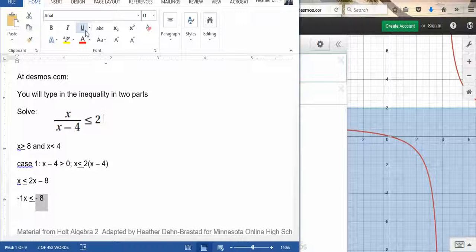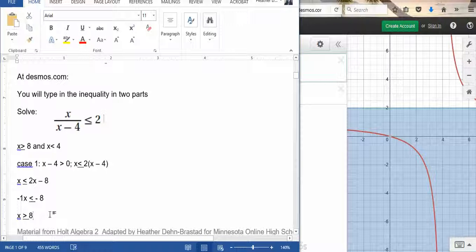Let me just double check my steps here. So I multiplied both sides by x minus 4, and I got 2x minus 4, and the other side was just x. When I solve this problem, I have to divide both sides by negative 1 because I have a negative 1x. When you multiply or divide an inequality by a negative number, it switches the direction of your inequality. So now it's going to be x is greater than or equal to 8, which matches what we said on our graph, that x would be greater than or equal to 8.